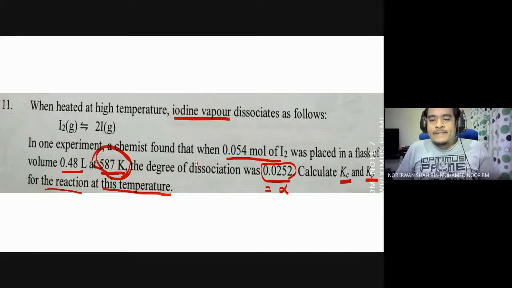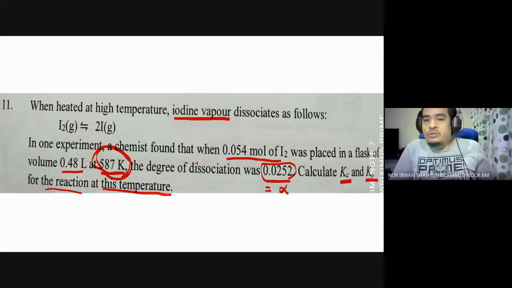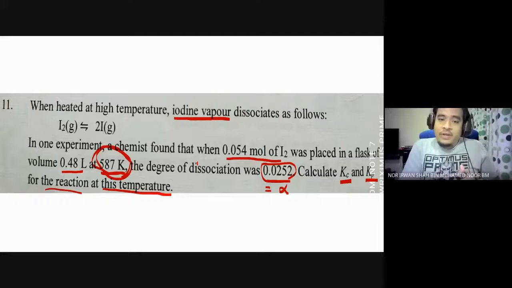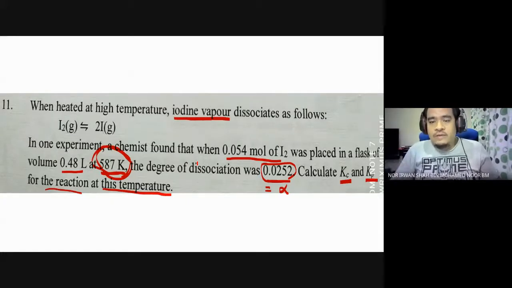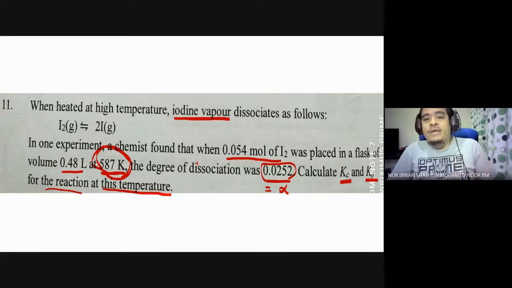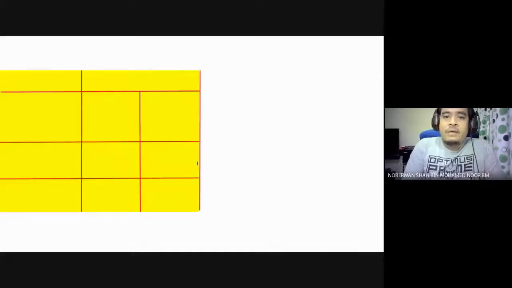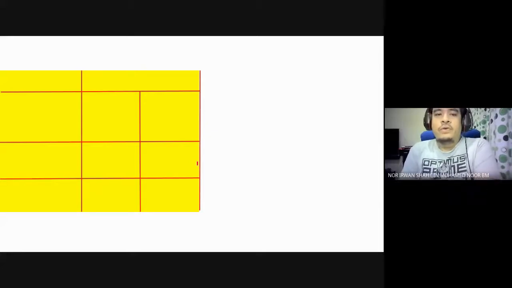This time we are going to do backtracking. Why did I say backtracking? Because in the previous question, number 10, we needed to determine Kc and Kp, and later we determined the value of the degree of dissociation, alpha. In this question, question 11, alpha is given, and from this value of alpha we are going to determine Kc and Kp. Remember the difference between question 10 just now and this question 11. As usual, we are going to start with the ICE table.